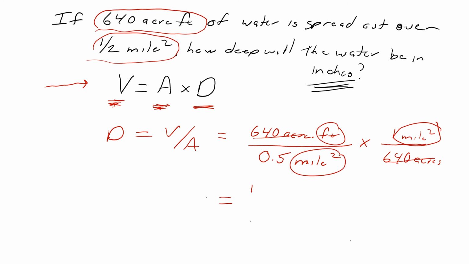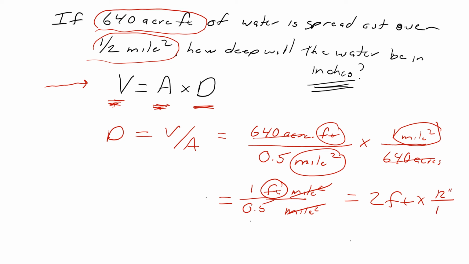So, looks like we have 1 over 1/2. We have feet, mile squared. We have miles squared on the bottom. Those cancel out. What are we left with? 1 divided by 1/2 equals 2. What are we left with unit-wise? Feet. We have 2 feet. I want it in inches. We know that there's 12 inches in 1 foot. 2 times 12 equals 24 inches.